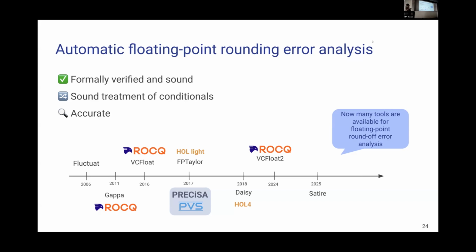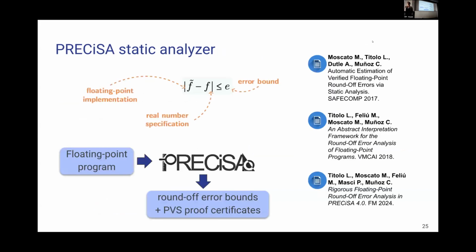And there was VCFloat, that I had also based on interval arithmetic with proofs in Coq, sorry, you have to get used to the new name. But it wasn't accurate enough. So Precisa came in 2017, at the same time also FPTaylor, which is very cool. It uses Taylor approximation for the round-off error, and it has proofs in HOL Light. Then there was Daisy, also using HOL, and VCFloat2, which is a new version of VCFloat using Coq, etc. So many tools are available now.